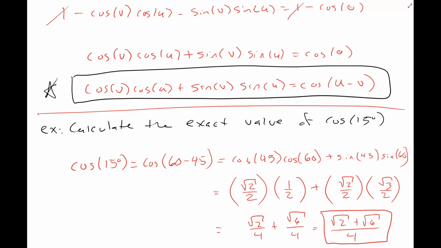So what these formulas are going to allow us to do is evaluate angles that are not on the unit circle and still get exact values for them, right? I wasn't able to do that prior. I could only get exact values for unit circle angles. I can now get exact values of anything I can write as the difference of two unit circle angles.